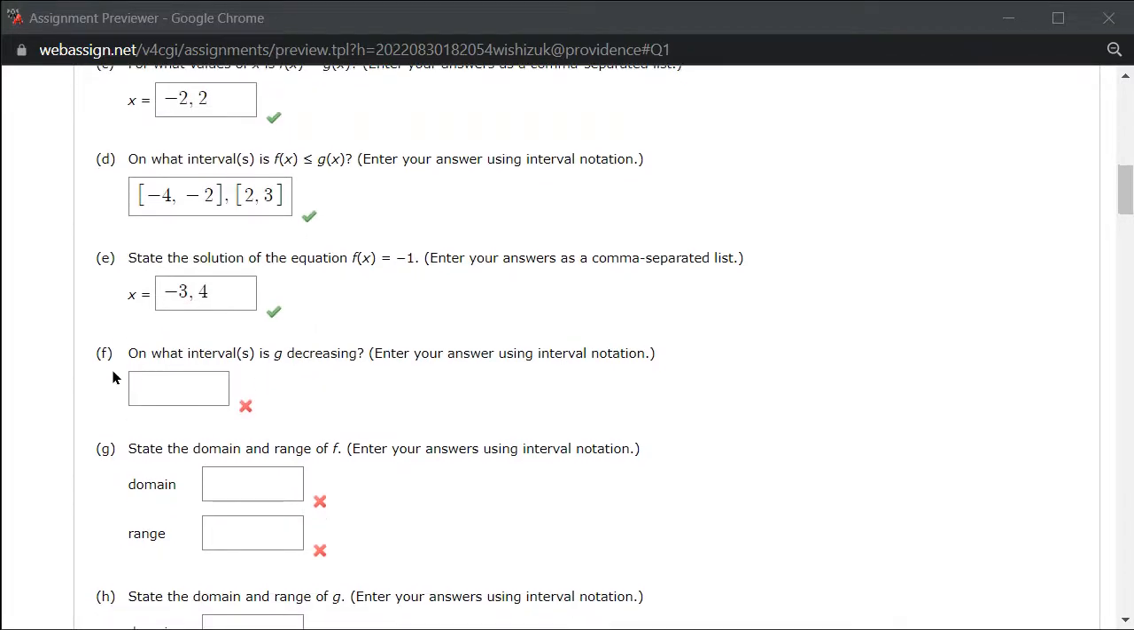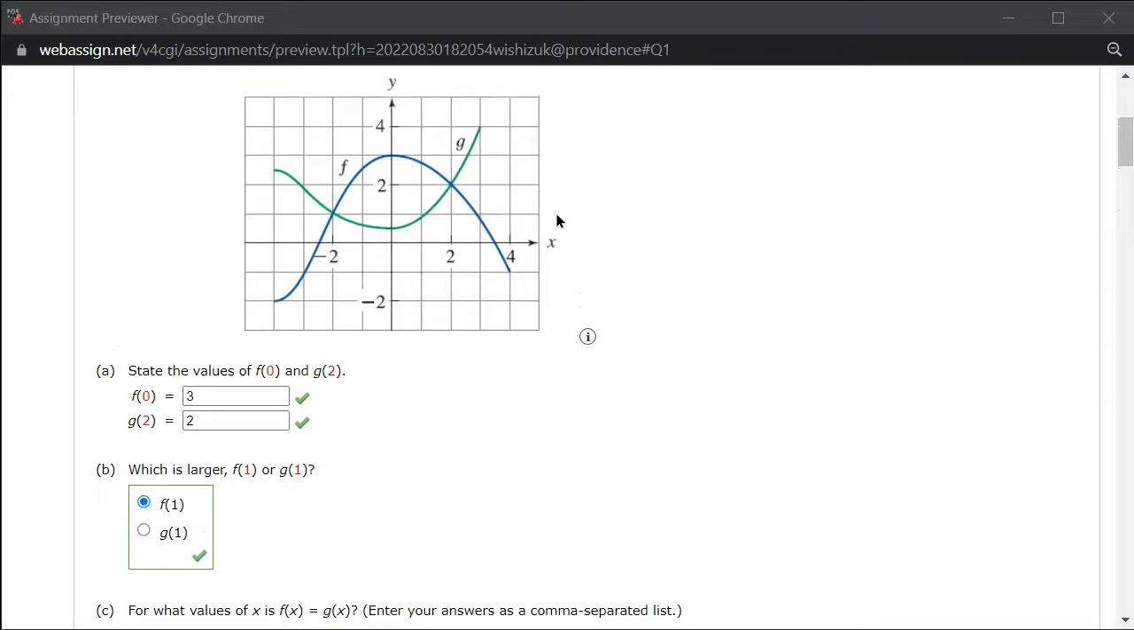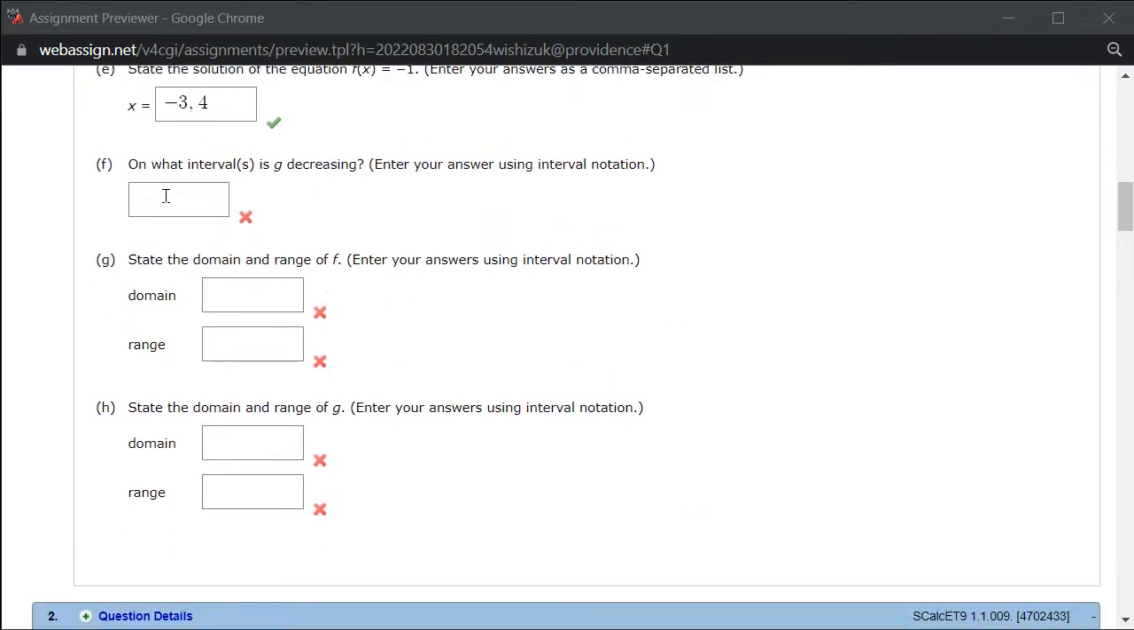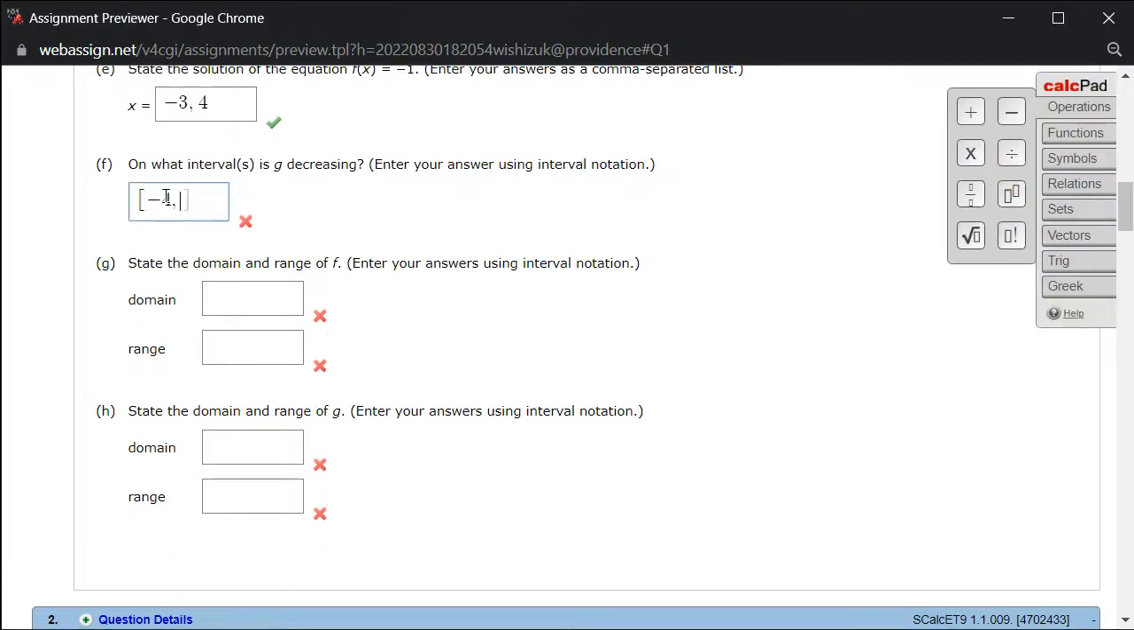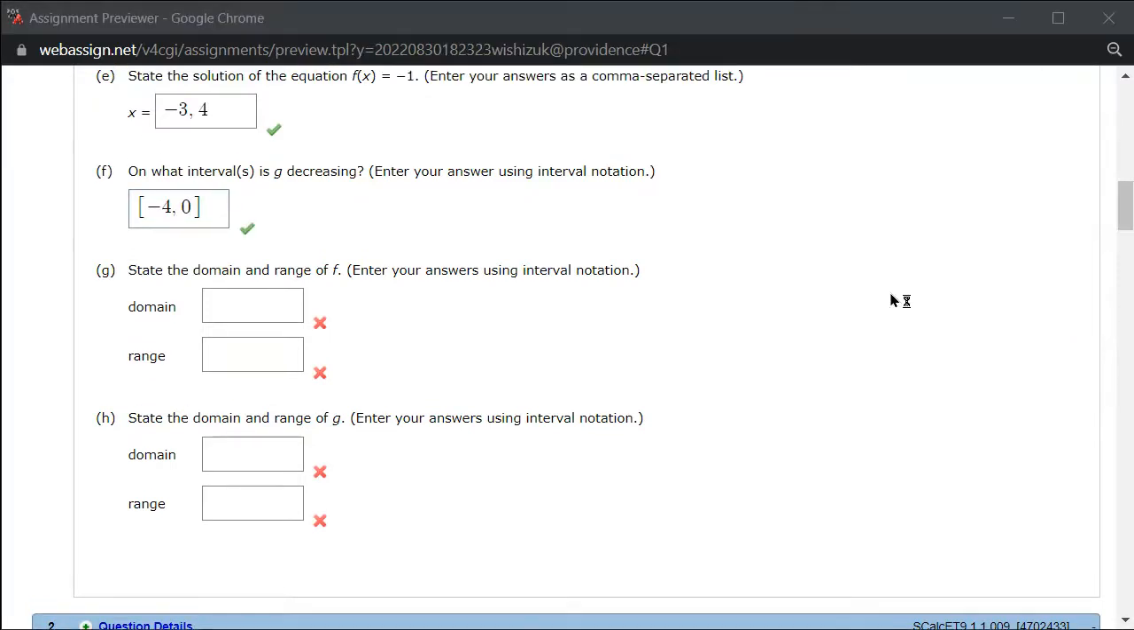Let's move on to part F. On what intervals is g decreasing? Again, g is the green curve. Decreasing means it's downhill. You can see that it's downhill starting from -4, and it's downhill all the way up to x equals 0 there. After that, it's uphill. So it's going to be between -4 and 0. So we can put the bracket -4 to 0. Let's check the answer. I came back and it looks like we got part F correct.